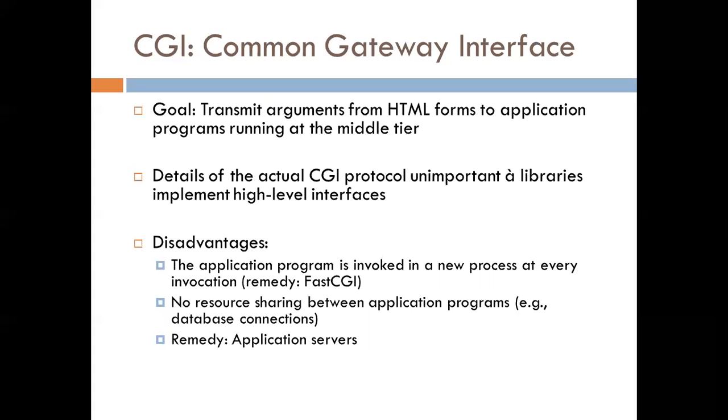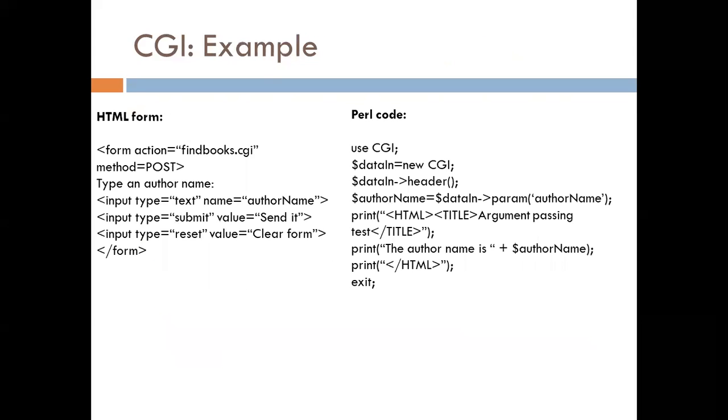So in application servers, the connections can be reused. Let us look at an example of an HTML form. This is the form. The action is findbooks.cgi, which means when we click the button, the details will be sent to this particular program. It is a post method. Post method means all the information will be encoded and sent, and it will not appear in the URL. If you use the get method, then the details will appear in the URL, otherwise it will not appear.